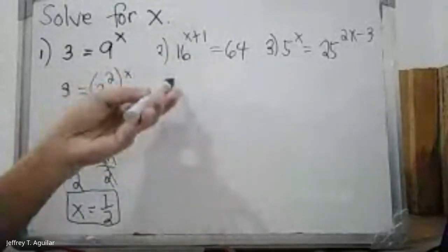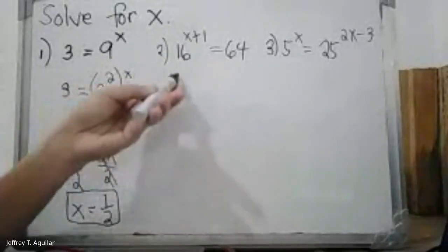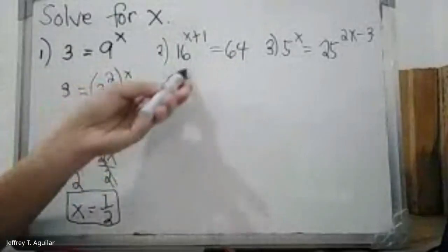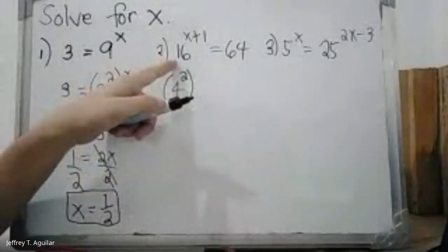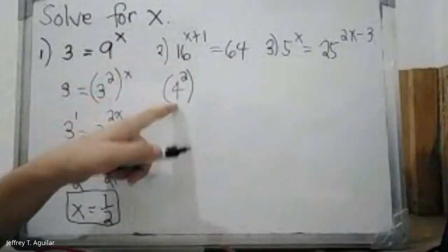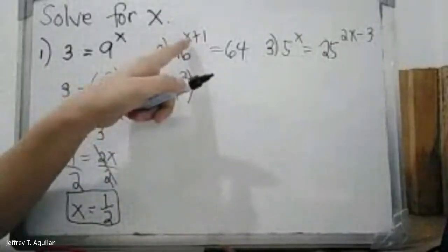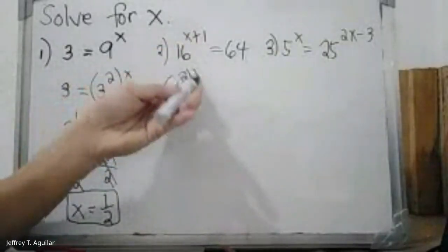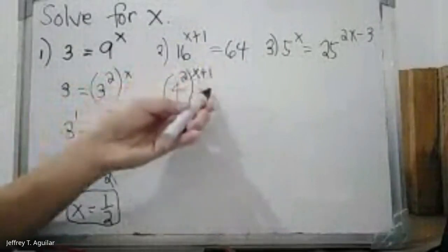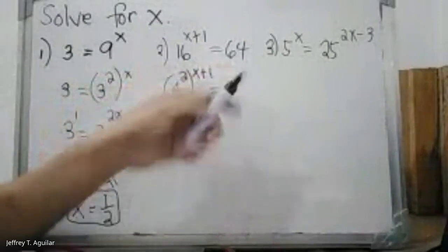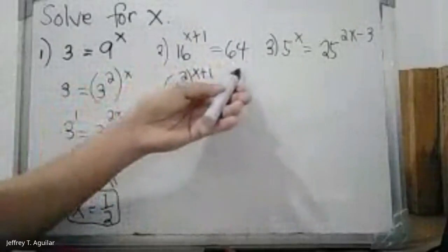16 can be written as 4 squared. I substituted 16 with 4 to the 2, but we have exponents in here, so we have to copy x plus 1. And 64 can be written as 4 raised to the power of 3.